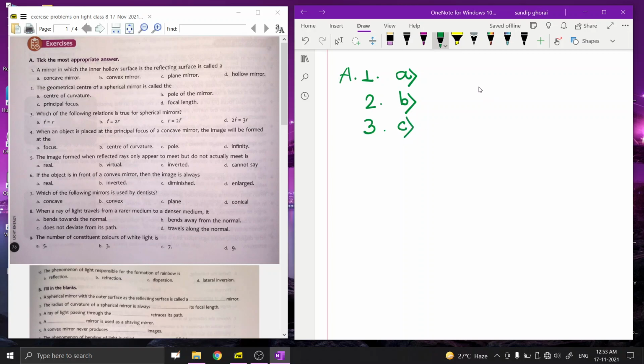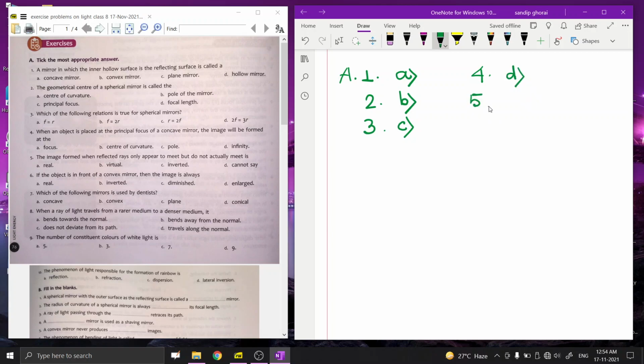Now we move to question number 4. When an object is placed at the principal focus of a concave mirror, the image will be formed at the focus. What is the correct answer? When the object is placed at the focus, we get a large image, or the image will be formed at infinite distance. So the answer is option D.